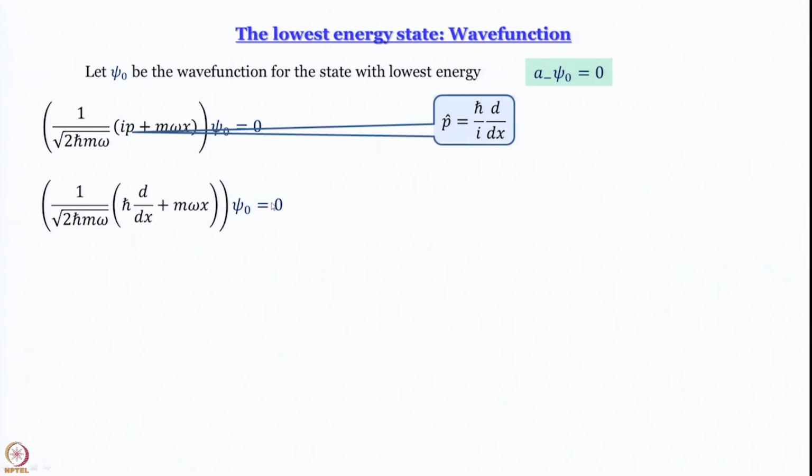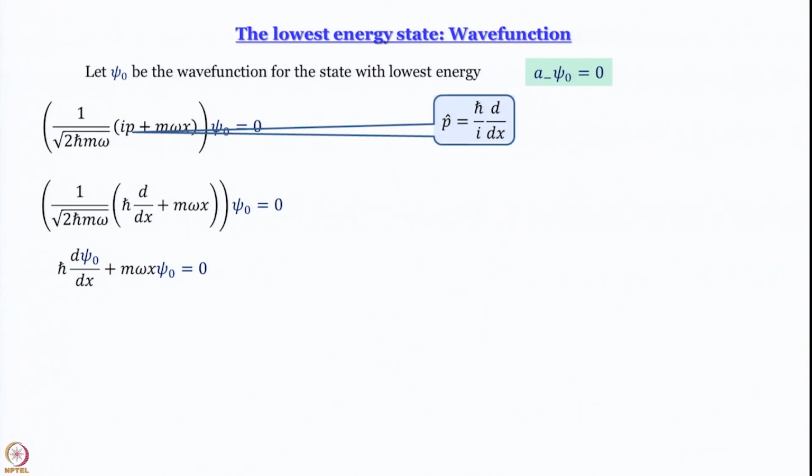It is a differential equation, right, first order differential equation. First thing I can do is get rid of this factor 1 by root over 2 h cross m omega, because that is of course not equal to 0. So, rest of it has to be equal to 0. So, what I get is h cross d psi 0 dx plus m omega x psi 0 equal to 0, right. Simple first order equation. I think most of you would be able to solve it without me doing it, but we will do it anyway.